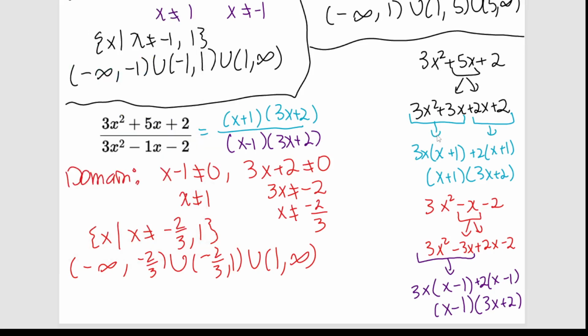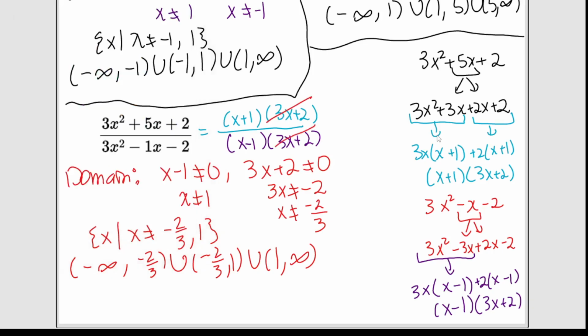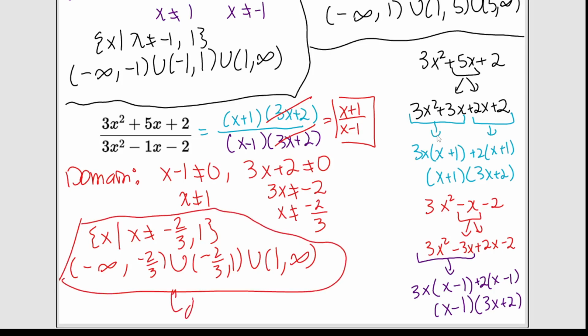In terms of simplifying the original, you should notice that 3x plus 2 divided by 3x plus 2 is going to make 1. So our final simplified function would be x plus 1 over x minus 1. So here's our domain, written two different ways, and here's our simplified expression.